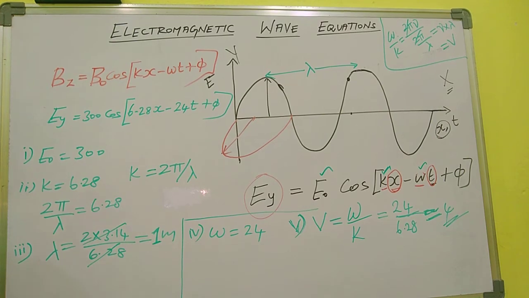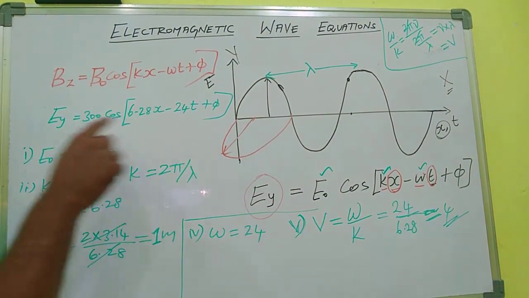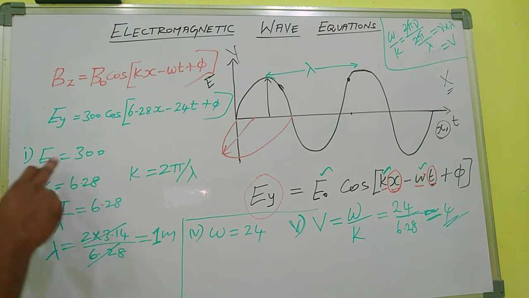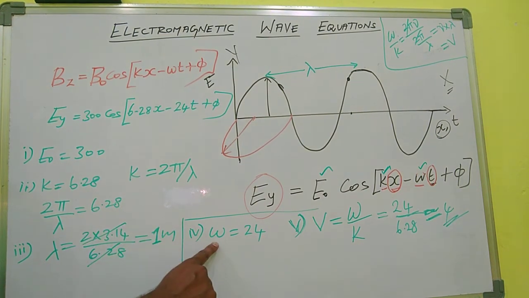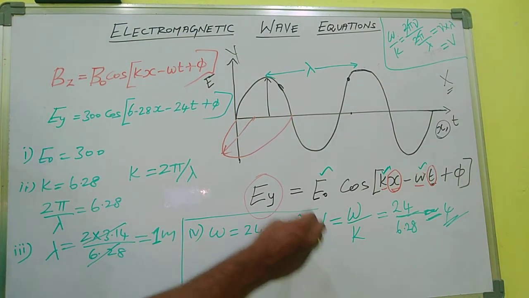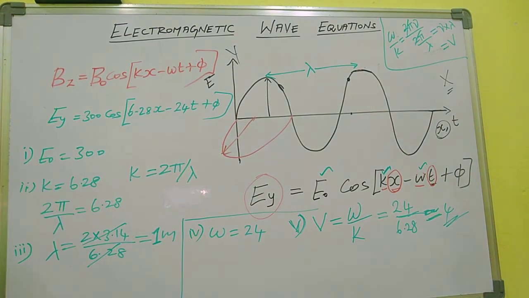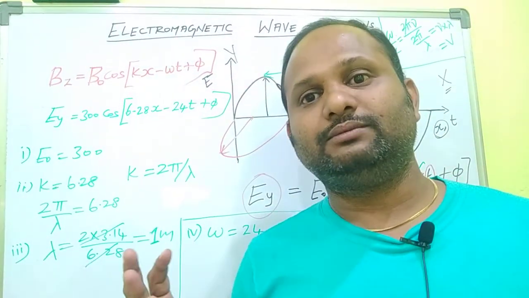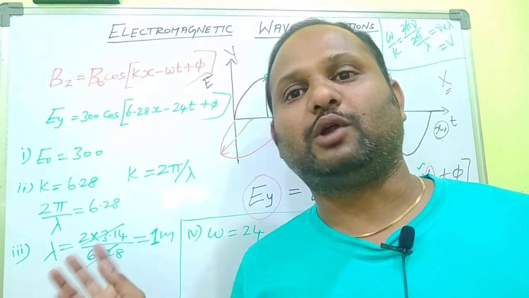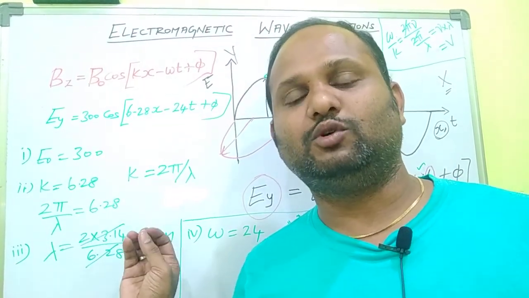Both are important. By this equation, we are able to find the peak value of the electric field. Second, the wave number or propagation constant. Third, lambda, that is wavelength. Fourth is angular frequency. And the fifth, the most important thing, is velocity. All these things we are able to find out. So this is about electromagnetic wave equations. These equations are very useful for studying the propagation of waves. That is the most important thing.